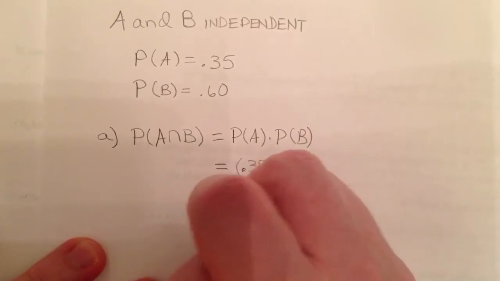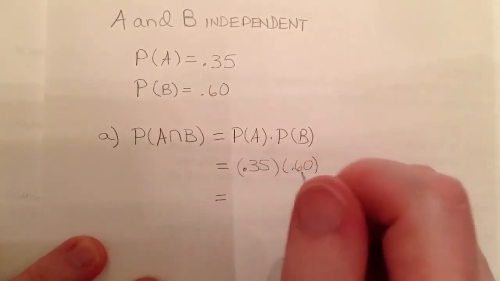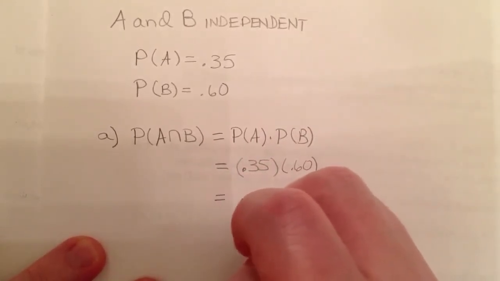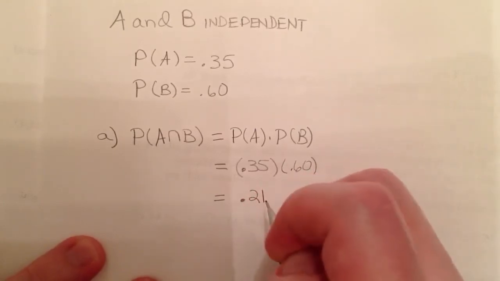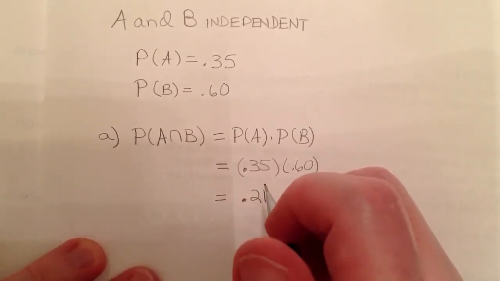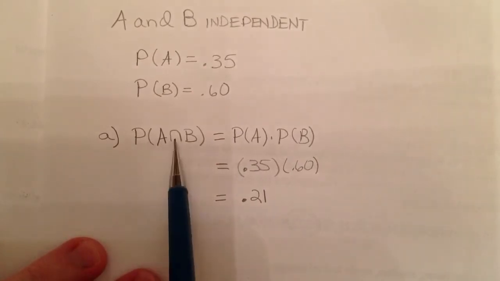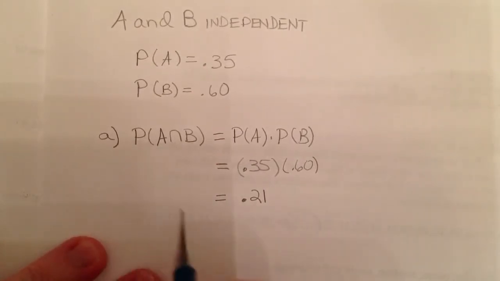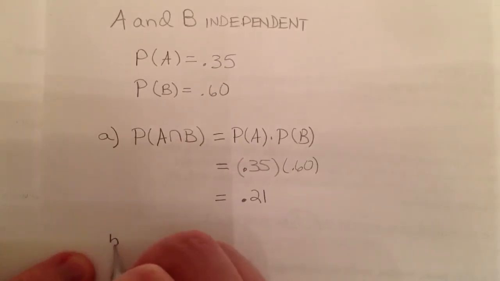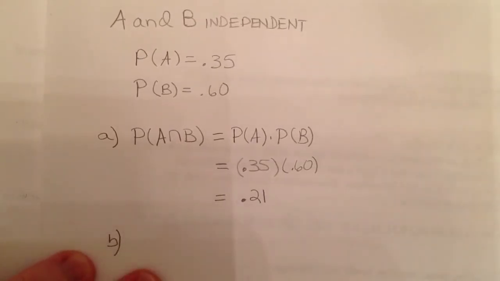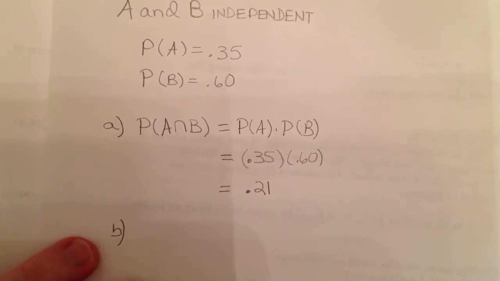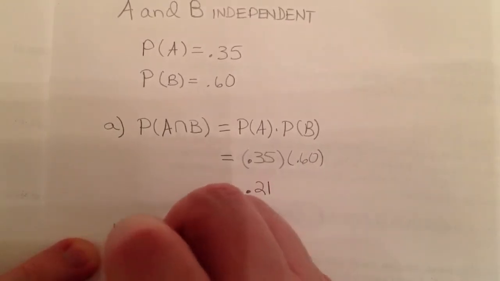So for the probability that both A and B will occur at the same time, that is going to be at 0.21. And now, with these events, we have the probability that both will occur at 0.21, and we have the criteria necessary to solve for part B, and this is the probability that A or B will occur.